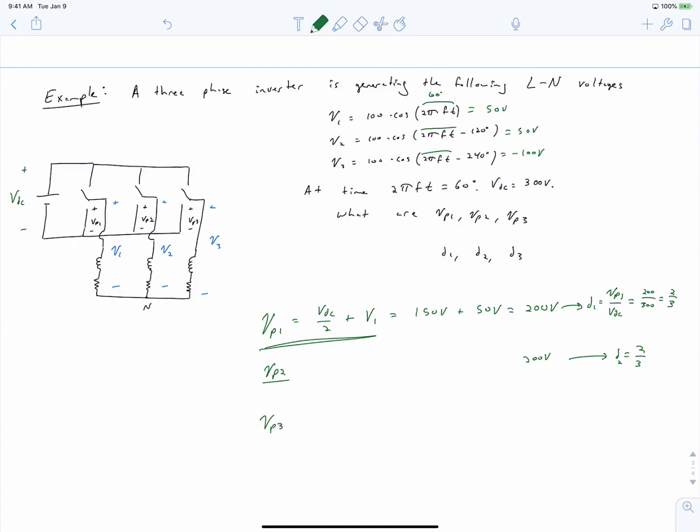And then pole 3 is going to be 150 volts, now minus 100 volts, so you'll have a pole voltage of 50 volts, even though your line to neutral voltage is negative, which gives you a duty ratio for this pole of 50 over 300, which is equal to 1/6. So in summary, we've gone through a few simple examples, applying the analysis and topologies of inverters.